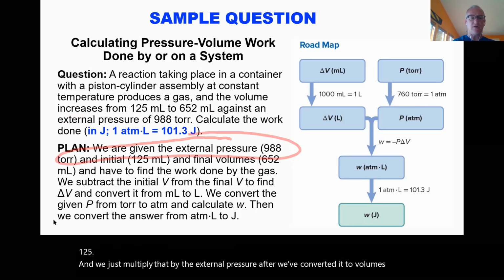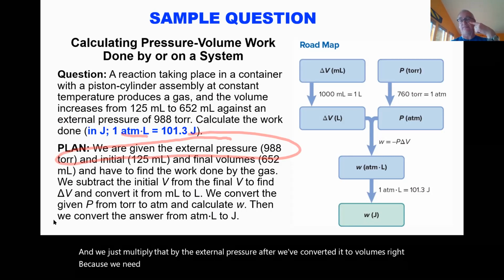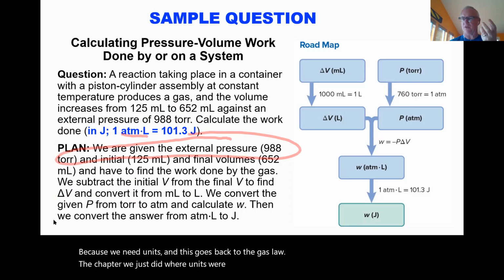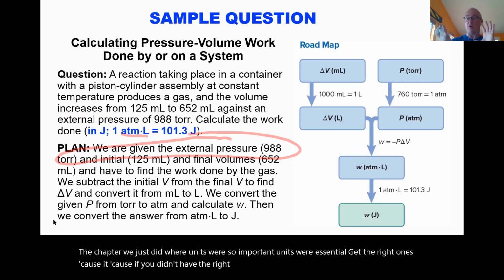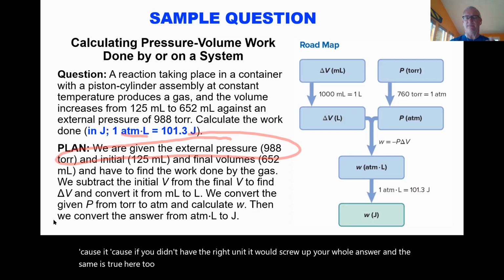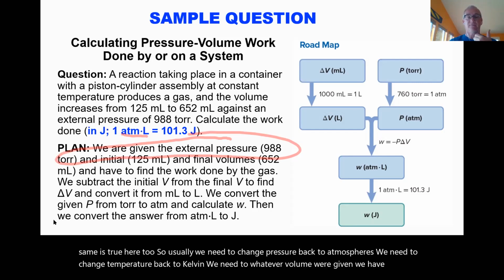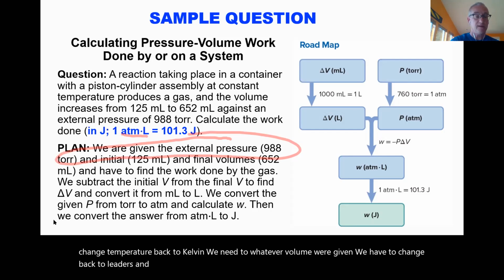Because we need units, and this goes back to the gas law chapter we just did, where units were so important. Units were essential. Get the right ones, because if you didn't have the right unit, it would screw up your whole answer. And the same is true here too. So usually we need to change pressure back to atmospheres. We need to change temperature back to Kelvin. Whatever volume we're given, we have to change back to liters. And that's true here as well.